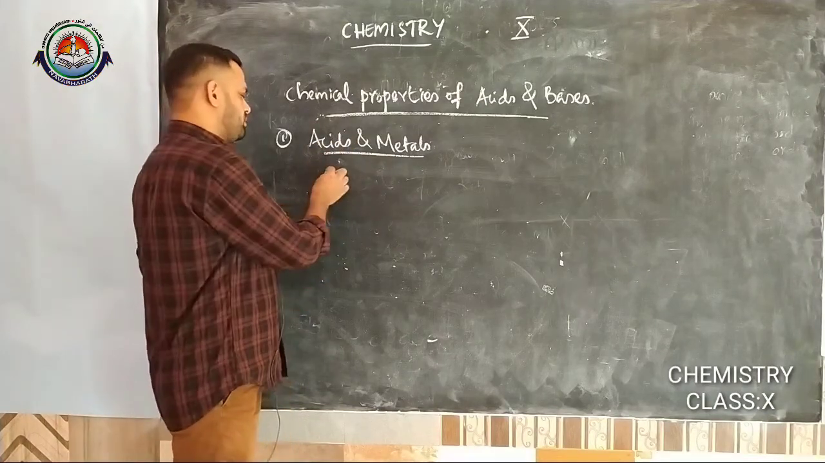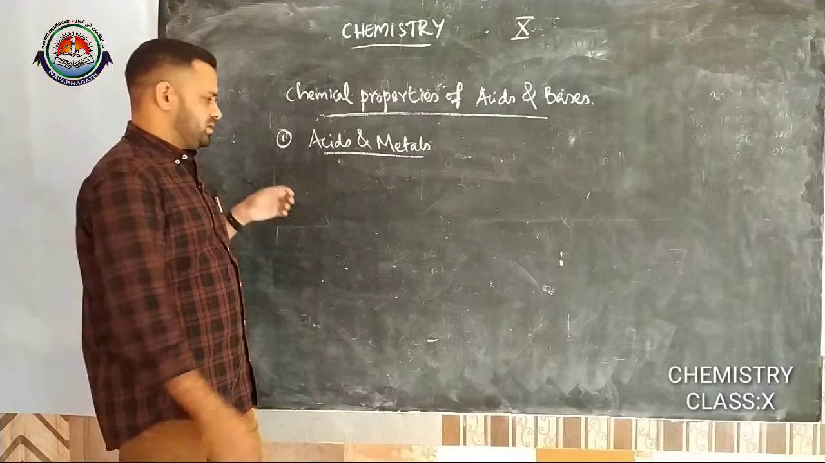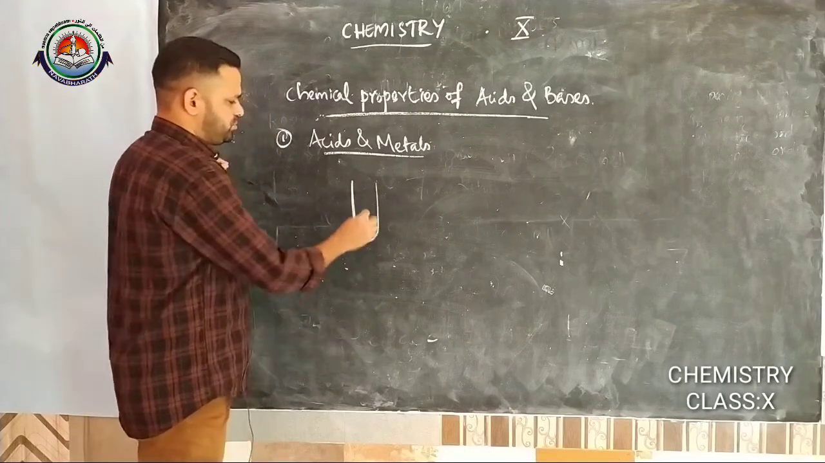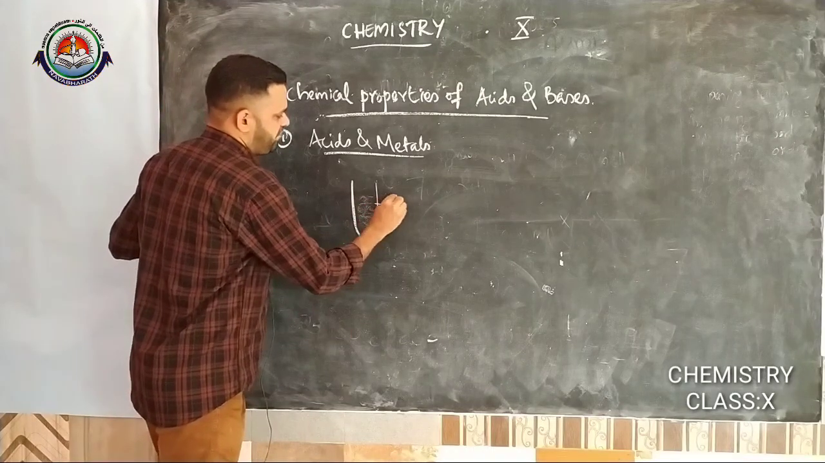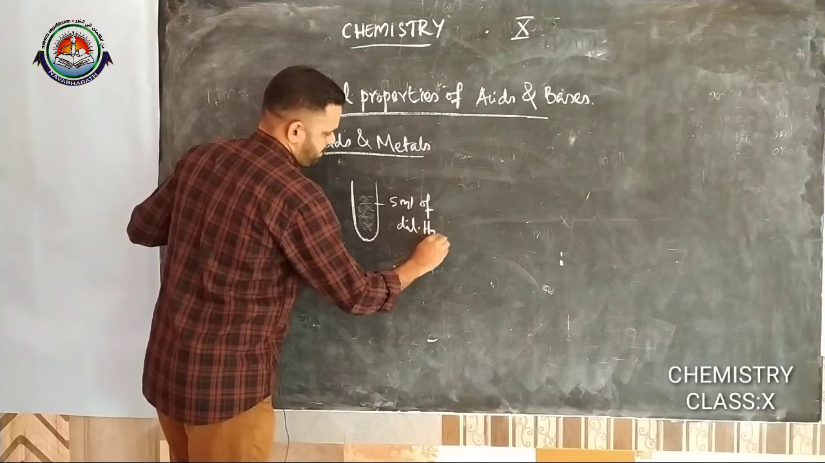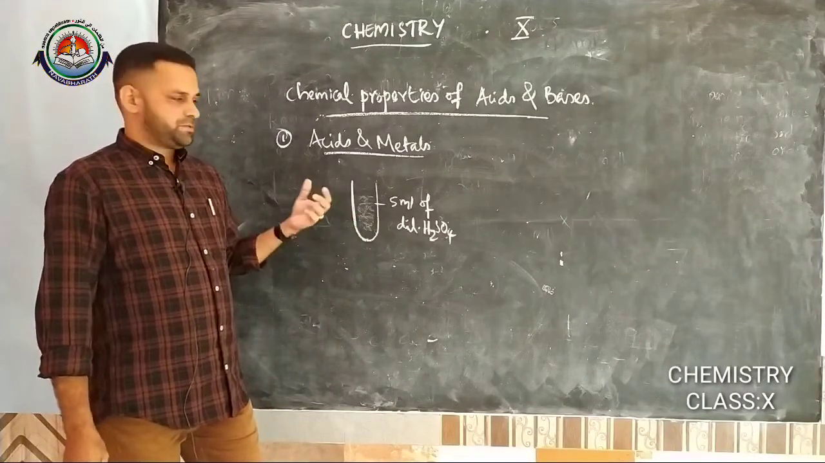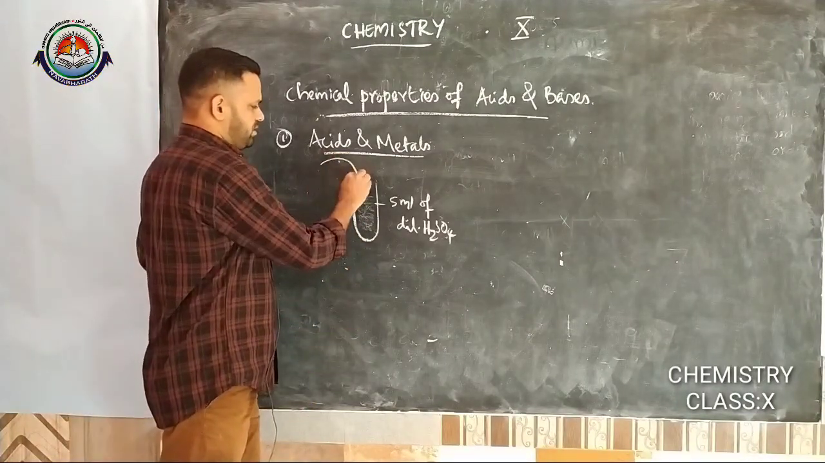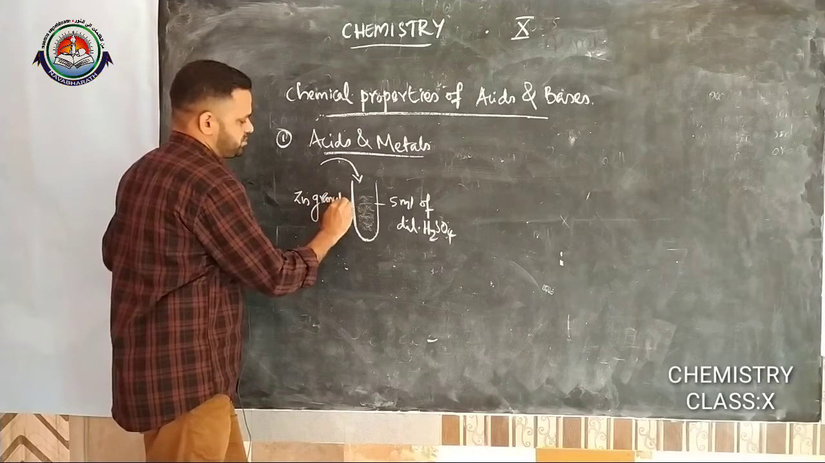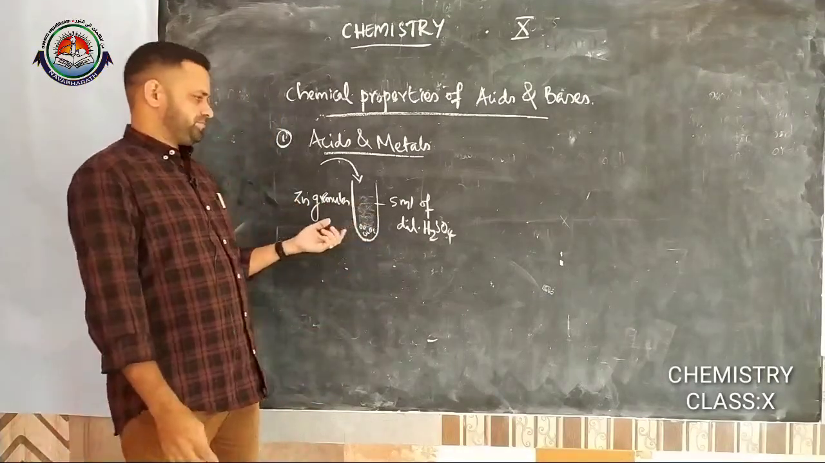In order to understand this reaction, we take a test tube. In that test tube you take about 5 ml of dilute sulfuric acid. Then add a few pieces of zinc granules into this.